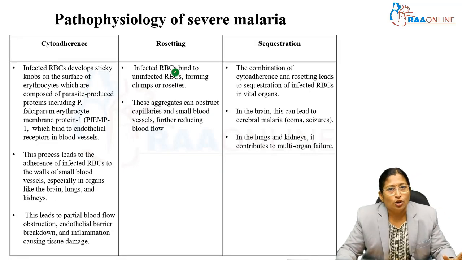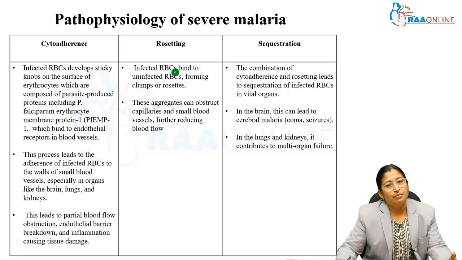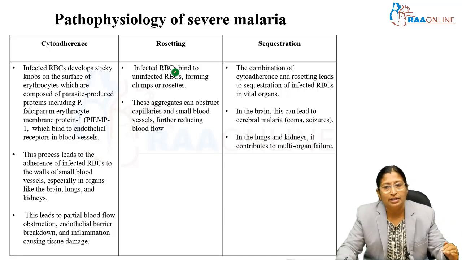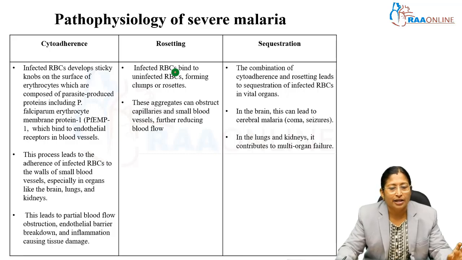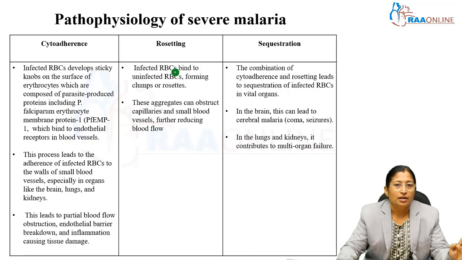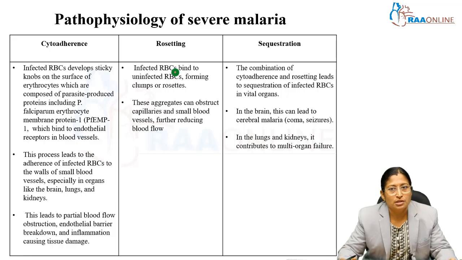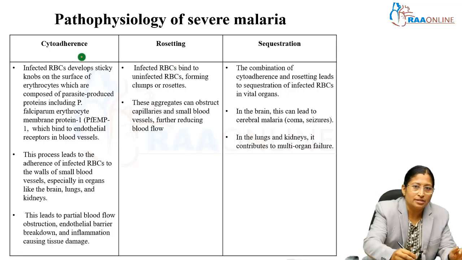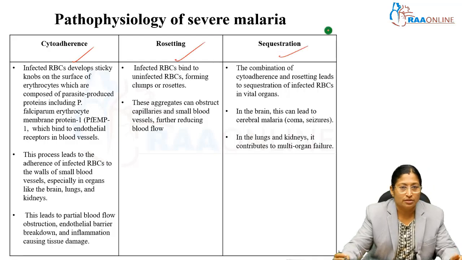So what is the pathophysiology of severe malaria? Severe malaria is seen predominantly, more than 90%, with falciparum, and rarely can occur in vivax. But predominantly severe malaria is seen with Plasmodium falciparum. The basic pathophysiology behind falciparum severe malaria includes cytoadherence, rosetting and sequestration.